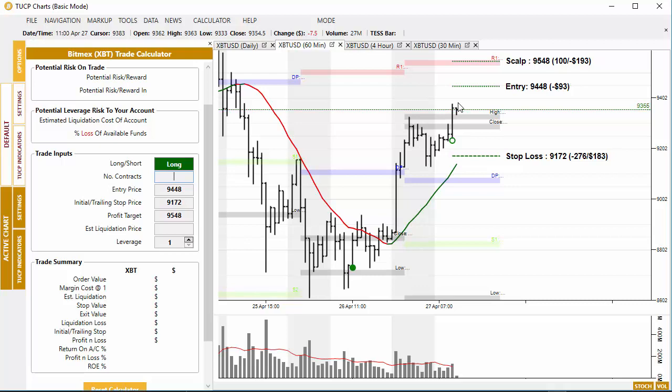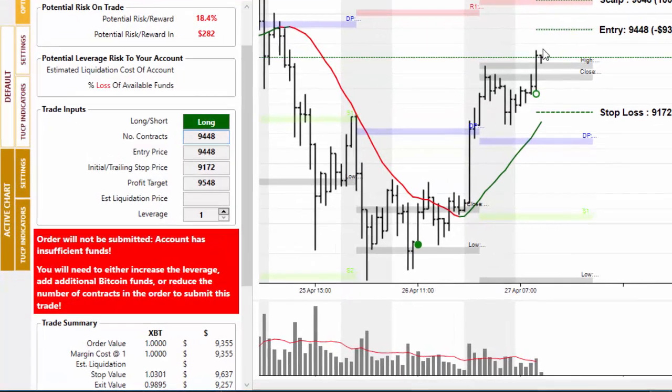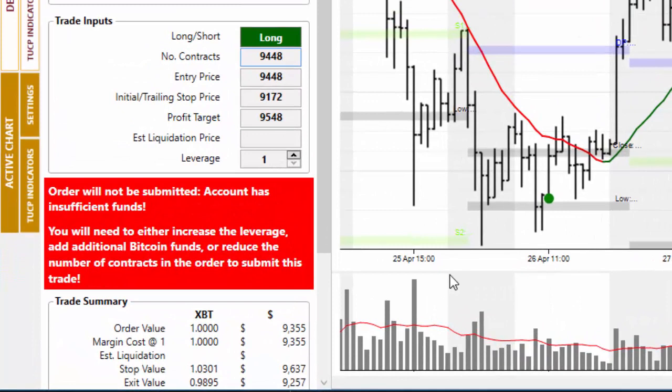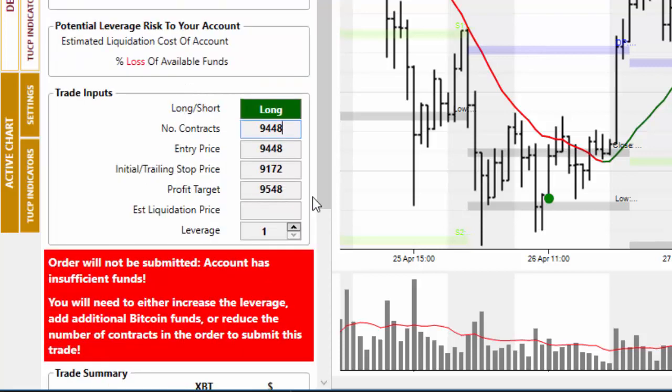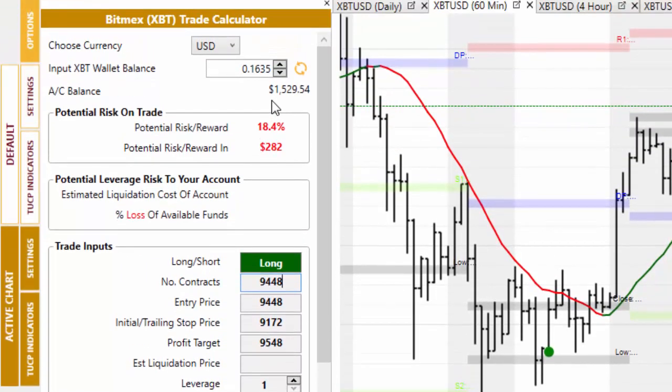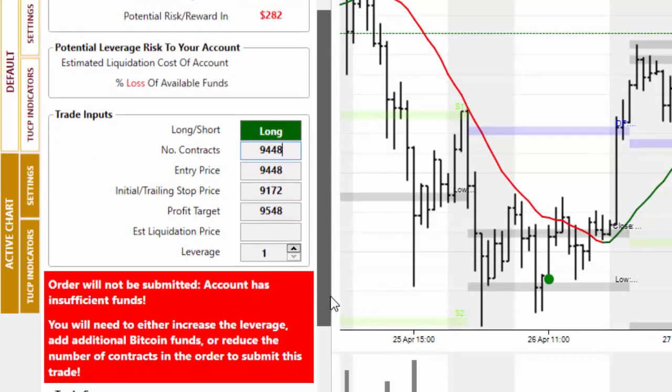So if I put in the same amount as the entry price, which is 9,448, I'm alerted immediately that I have insufficient funds in my account to do this trade, because, as we can see from the top here, I've only got $1,500 worth of Bitcoin in my account, and I'm trying to trade the full Bitcoin amount. It's not a problem, as you'll see in other videos.